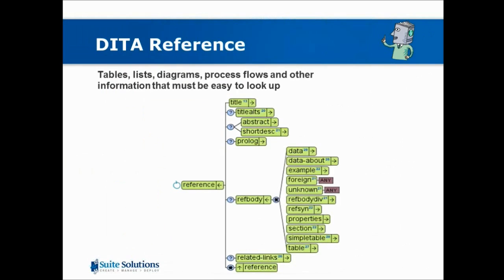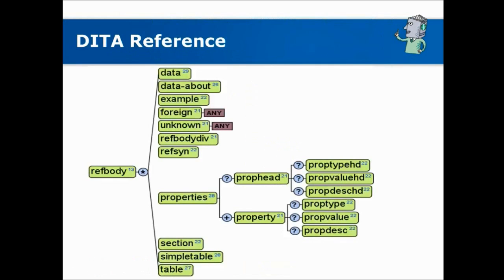A reference, as we said before, is a set of information that can be easily looked up or discovered on an as-needed basis. So it's not as structured as a task. You would have, again, title, short description, prologue, a ref body, and then you might have sections of information, sections with paragraphs, tables of information, property tables, reference syntax diagrams, etc. That's the basic idea.